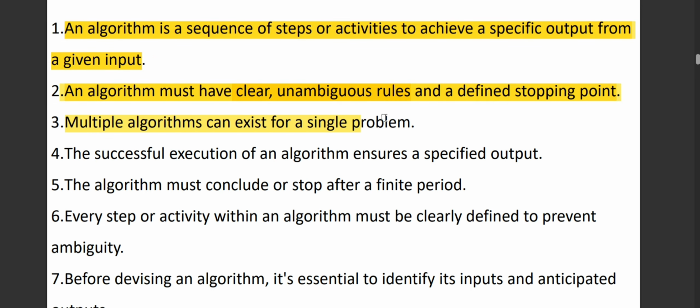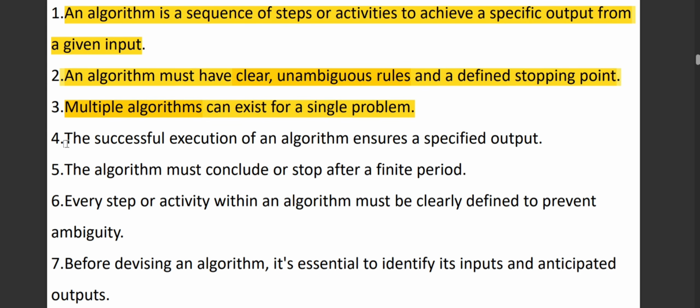Next, multiple algorithms can exist for a single problem. My mother will make tea in a different way, your mother will make tea in a different way. The steps may be different, like some will add the tea powder and milk together and then add the water, and some people will boil the tea in water and then at last add the milk. So a simple process can have multiple algorithms. Multiple algorithms can exist for a single problem.